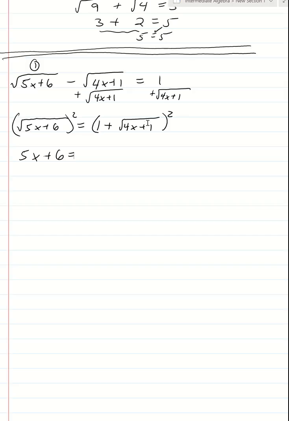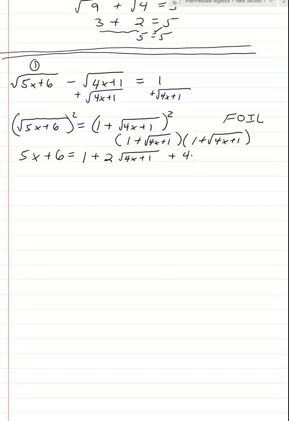But when we square the right side, it's a bit more complicated, okay? Because you have to write it twice, 1 plus the square root of 4x plus 1, and then 1 plus the square root of 4x plus 1. And then we have to FOIL this. And if you FOIL correctly, what you are going to get is a 1 plus 2 square root of 4x plus 1 plus 4x plus 1.